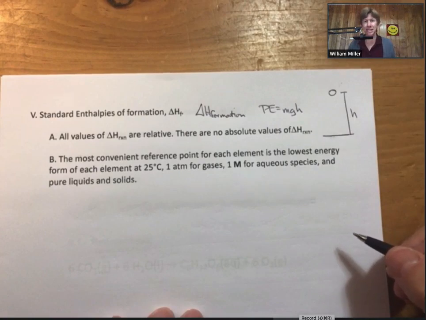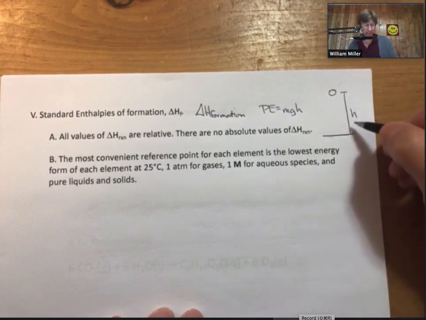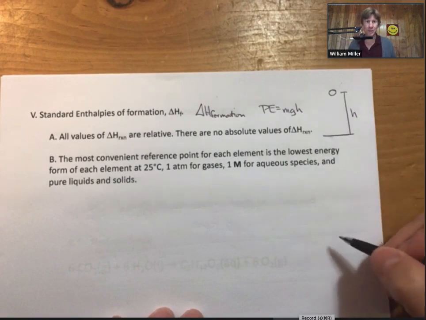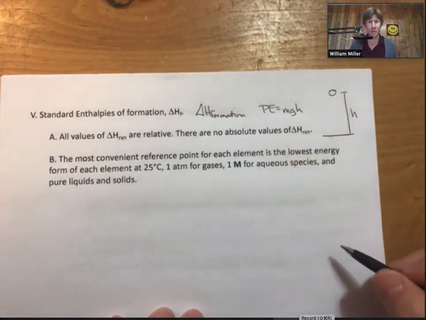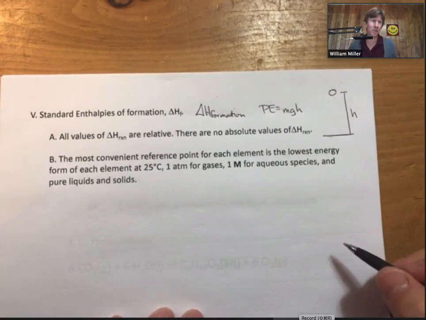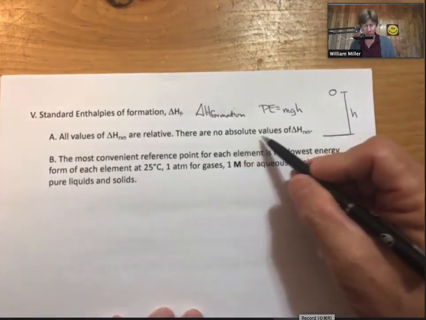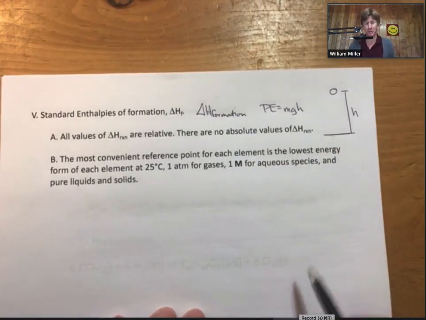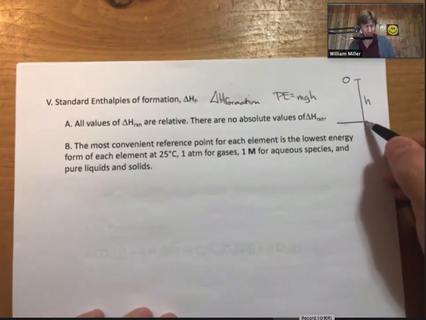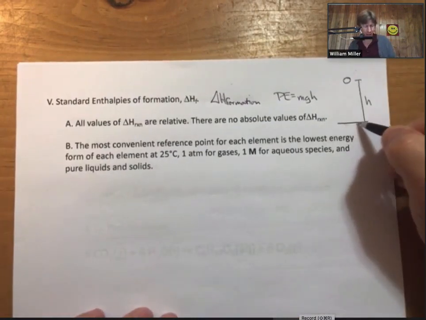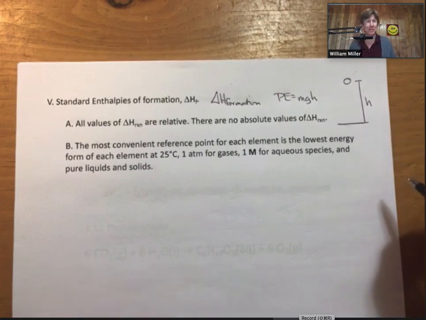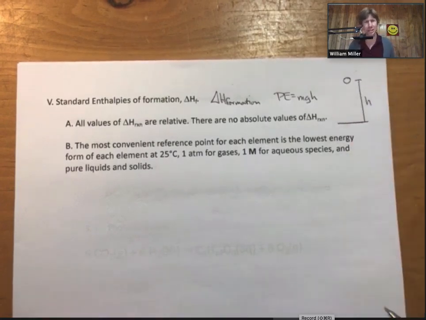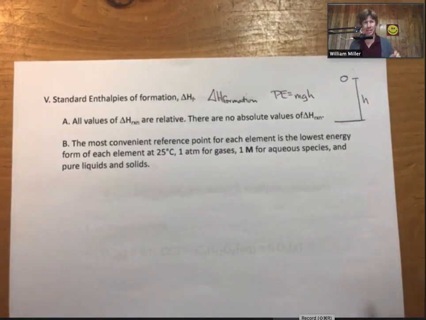There is no such thing as zero height, meaning that height is relative, and therefore the potential energy of this ball is relative. Well, I don't know if that's a justification or a complete justification for the idea that there are no absolute values of delta H reaction. However, that's what we're going to use. So what we do, like when we have a ball above a floor and we call this height equal to a distance of zero, then we can measure things relative to that. We will also define a zero for delta H.